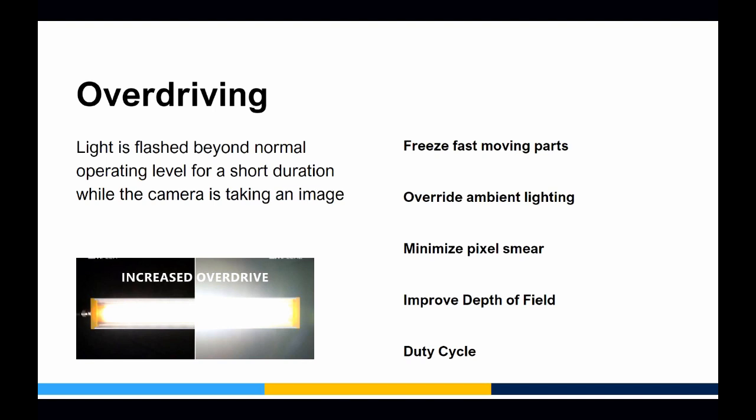So the more that you overdrive the light, the more rest you need. So if I'm overdriving my light at 200%, it needs to be a 30% duty cycle. But if I'm overdriving my light at 500%, I need like a 5% duty cycle. So the light can only be on for 5% of that cycle.